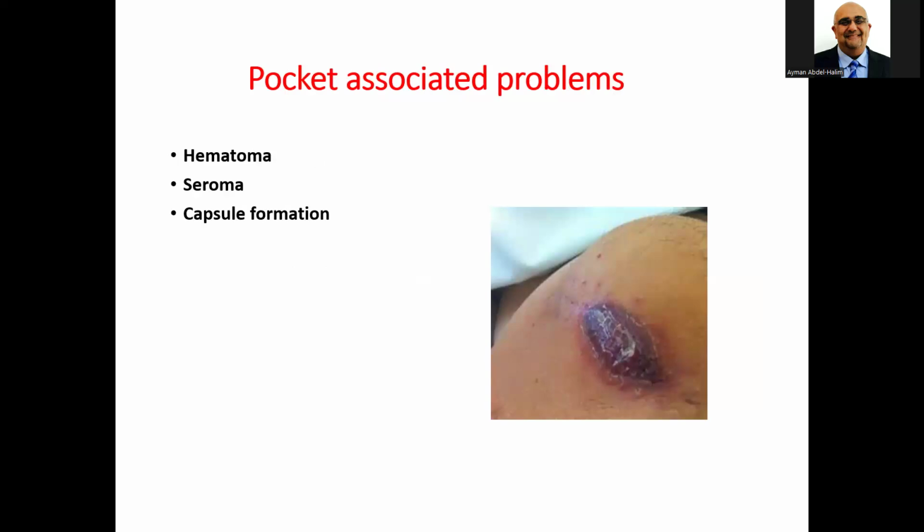Pocket associated problems. This is also another issue with these pumps. I've seen seromas a lot. And literally, whenever we do a pump, you have to provide the patient with an abdominal binder to help reduce the incidence of seromas. Besides the seromas, you have hematomas and capsule formation.